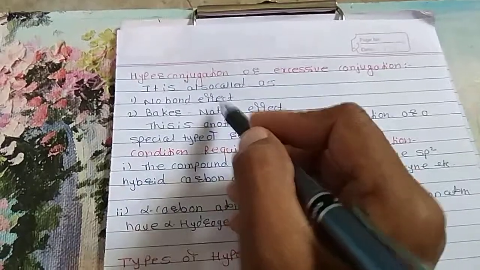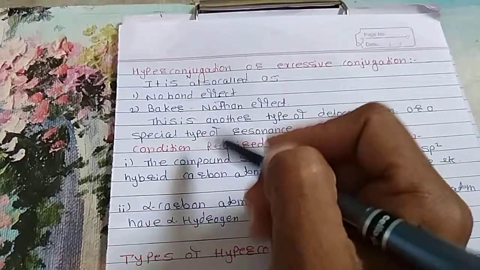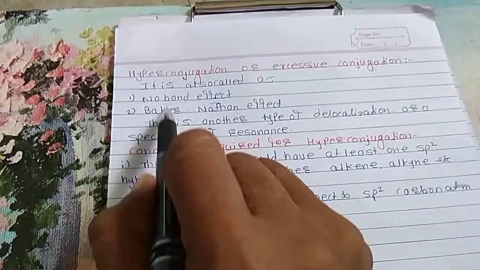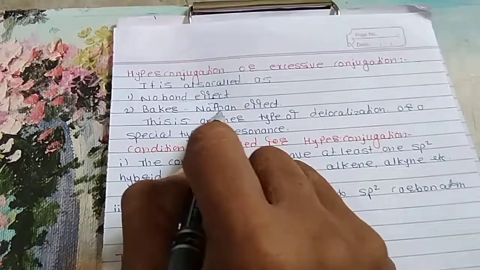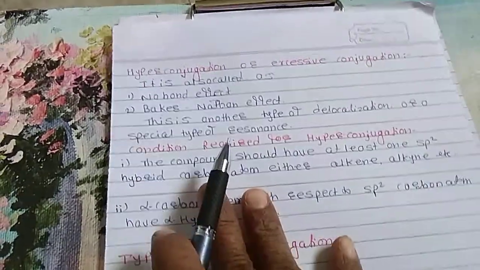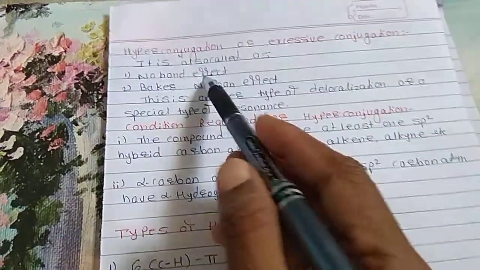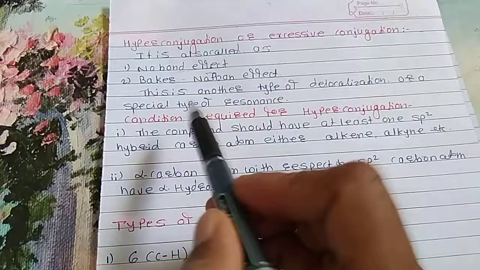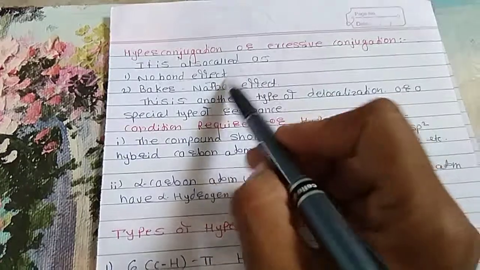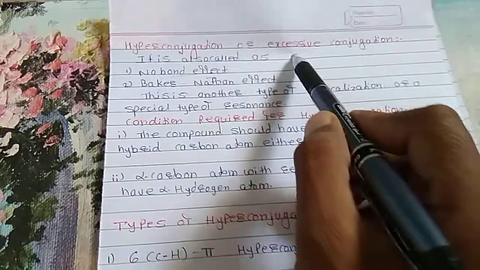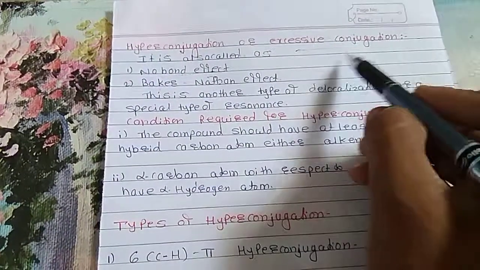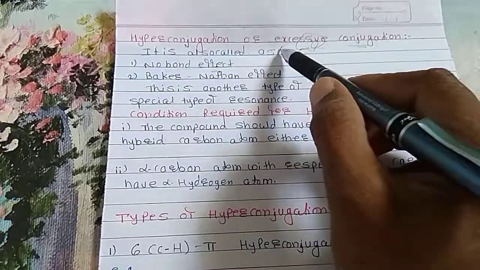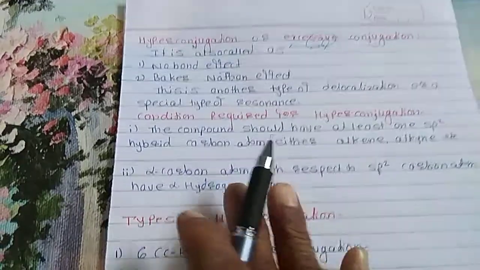We will see why it is called a no bond effect later. It was first expressed by Baker and Nathan, so it is also called the Baker-Nathan effect. These are the alternative names: the no bond effect or the Baker-Nathan effect. These are the two scientists who discovered the hyperconjugation effect. It is also called excessive conjugation, that is, it is one type of conjugation, but an excessive one, so it is called excessive conjugation or hyperconjugation.